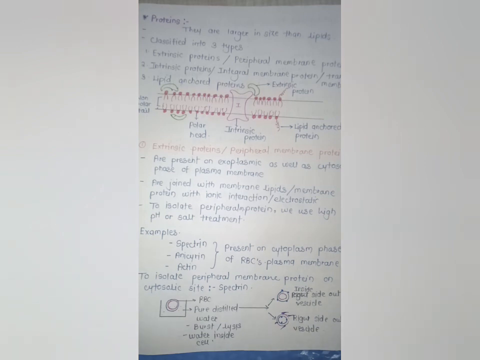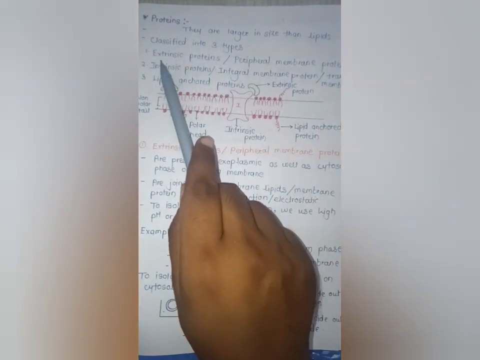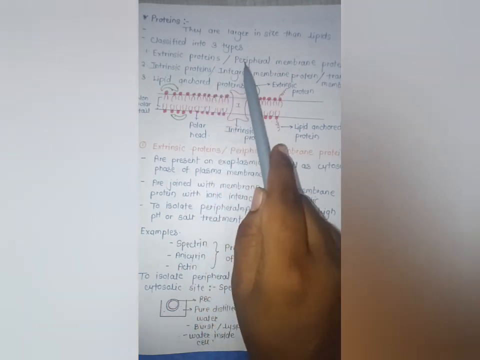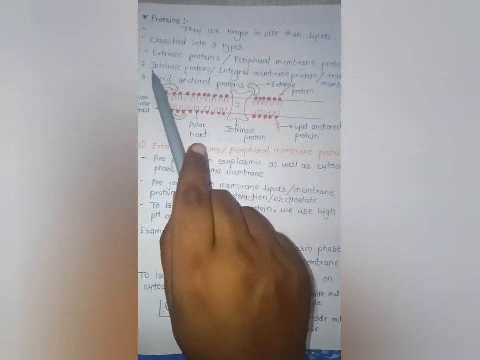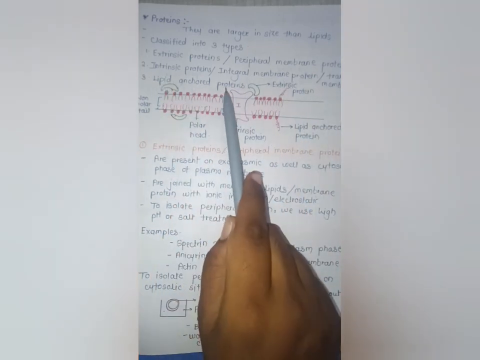In this video we are going to discuss the plasma membrane proteins. Plasma membrane proteins are larger in size than lipids. They are classified into three types. First one is extrinsic proteins, or peripheral membrane proteins. Second one is intrinsic proteins, or integral membrane proteins, or transmembrane proteins. Third one is lipid anchored proteins.